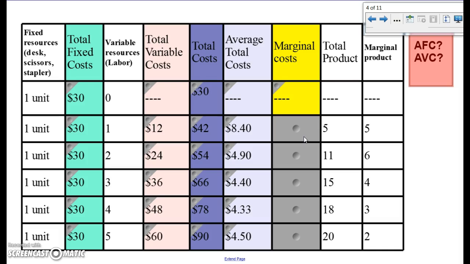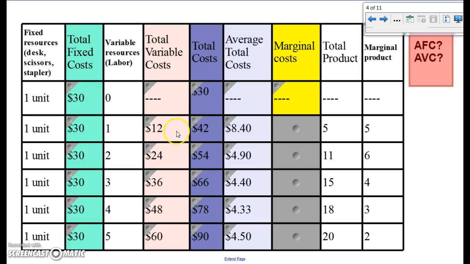So what we need to figure out is what is the change in cost as we move from one line to the next, from this line to this line, and what is the change in output? So as we go from no workers to one worker, our total cost changes by $12.